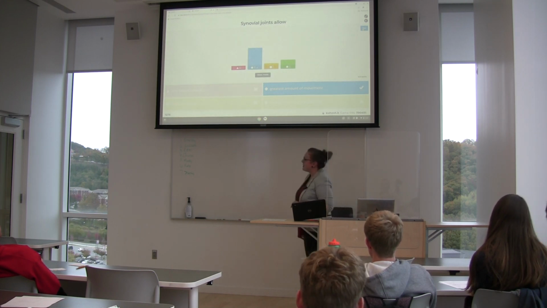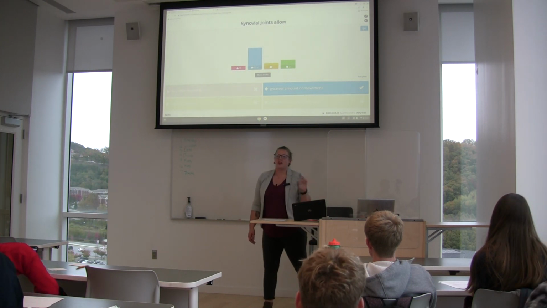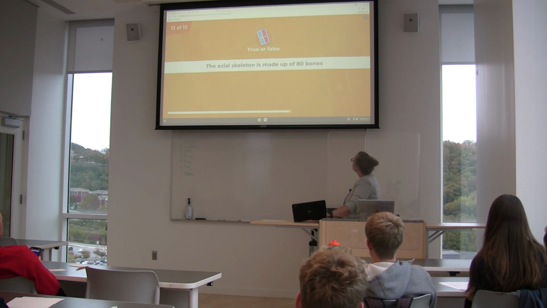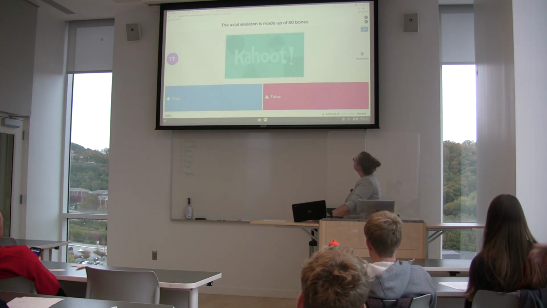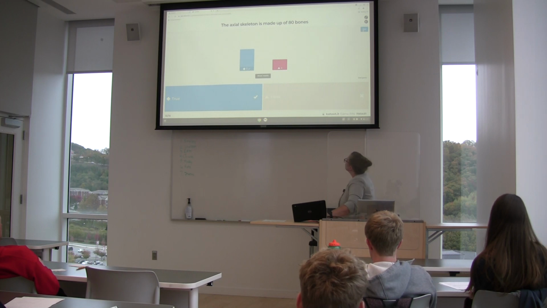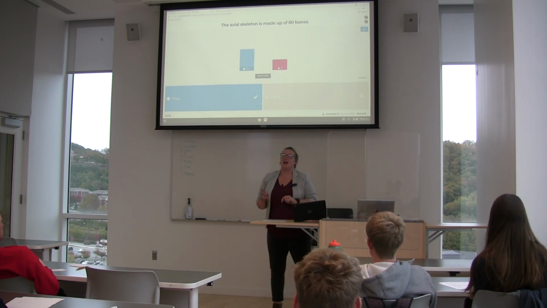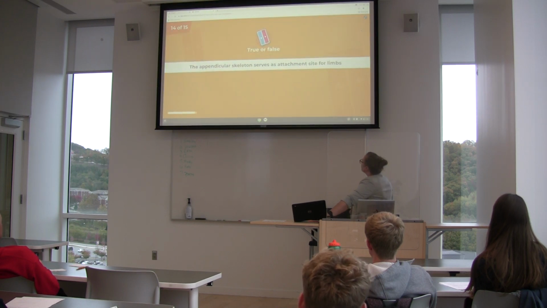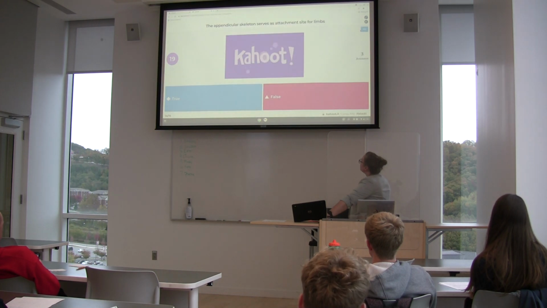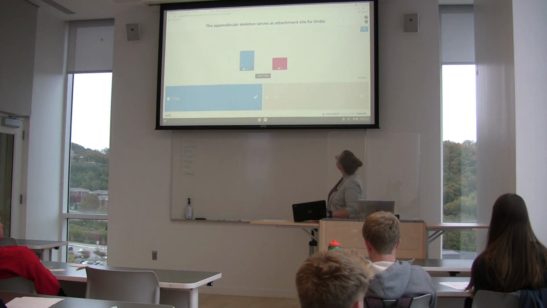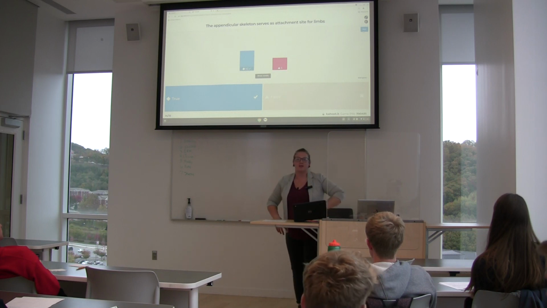That's right, they produce the greatest amount of movement. The other ones only in small amounts. All right, so we know that we have 206, so the axial is 80, the appendicular is 126. So our appendicular does serve as those attachment sites through our shoulder girdle and our pelvic girdle.